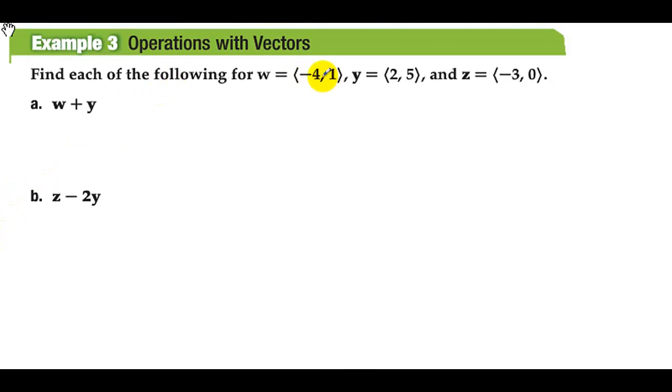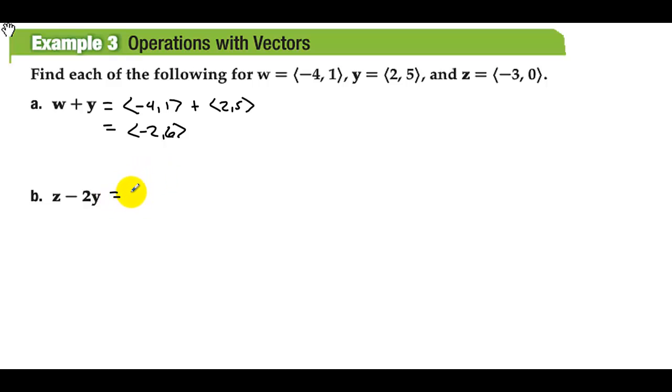In example 3, we're going to look at operations with vectors. If the component form of vector w is ⟨-4, 1⟩, y is ⟨2, 5⟩, and z is ⟨-3, 0⟩, we are asked to add w plus y. That is ⟨-4, 1⟩ plus ⟨2, 5⟩. We just add the x parts, so that'll be negative 2, and we add the y components, which will be 6. And that's all there is to it.